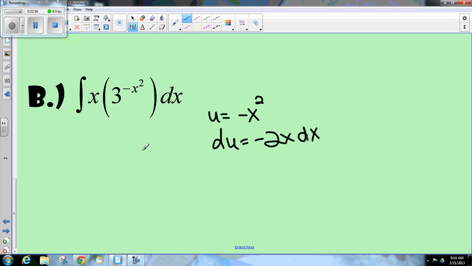So let's see if we have all of our information. I have 3 to the u, and then if I want to use my u substitution correctly, I need to make sure my du fits. So I have the dx and I have the x. I'm just missing this extra negative 2. So I have to balance it back out in the front with a negative 1/2. So I'm doing the integral, negative 1/2 times the integral of 3 to the u du.